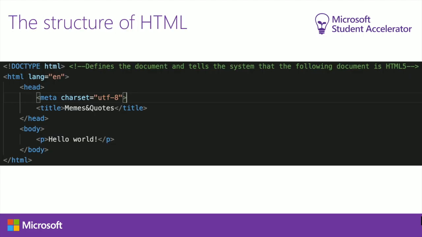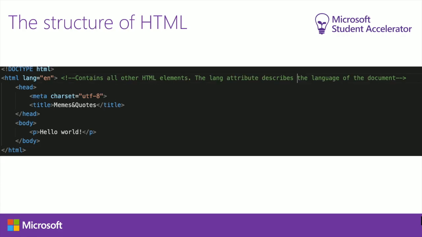So I'll be outlining the basic structure of an HTML document, and I'll be explaining what each tag does and what it means. The doctype tag defines the document and tells the system that the following document is an HTML5 document. The HTML tag is a container for all other HTML elements, and the lang attribute describes the language of the overall document. In our case, it's going to be English, that's why EN is in quotations.